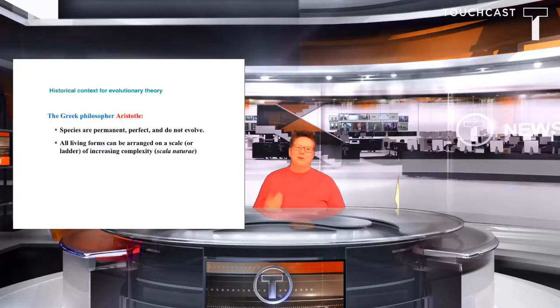Okay. Well, let's start even further back from Darwin and think about this historical context for, at least several hundred years before Darwin, if not more. And the Greek philosopher Aristotle, well, he and people of his time believed that species were permanent and that they didn't evolve. And since they were all put here by some great creator, they didn't need to change. They should be perfect just the way they are.